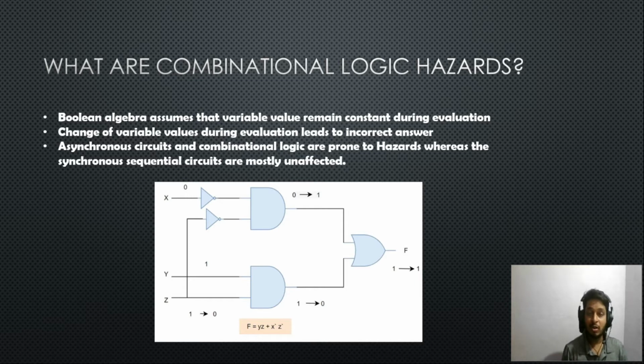Boolean logic or Boolean algebra assumes that the variables remain constant during evaluation. This is an assumption, okay? It's logically correct, but functionality-wise it may not be true in physical implementation. The change of variable value, or the change of literal value, during the evaluation leads to an incorrect answer. How can that change? It can always change, and that's what I'm going to discuss later.